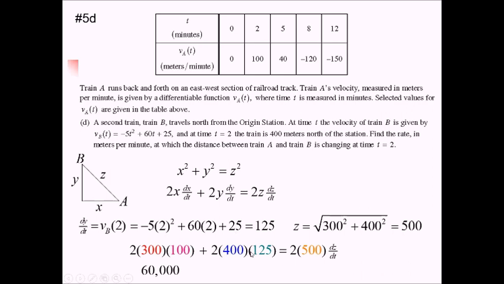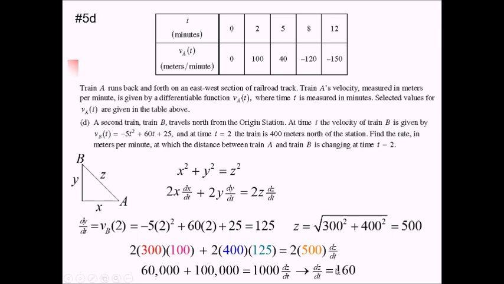Times 400, let's see, 4 times 25 would be 100. Throw in 3 more zeros, we've got 100,000. And then over here, this is 1,000 dz over dt. So if I add these together, that's 160,000. Dividing that by 1,000, I just have a dz over dt value of 160.